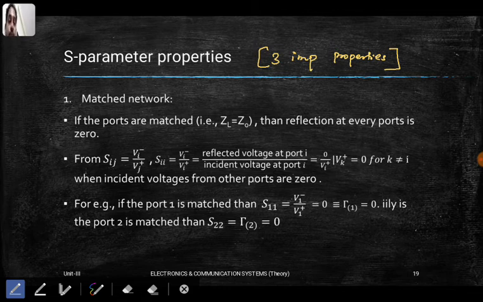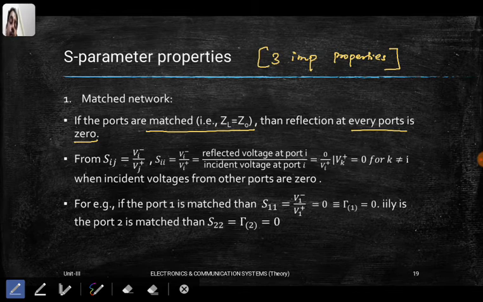In the S parameter, we will also find out whether the device is lossy or lossless using another property. Now we will see the matched property. If it is matched, all the ports are matched to the characteristic impedance, then the reflection at every port is 0, that is the matching property. From the equation Sij equals, this is general for any ports, Vi minus, the first number is the output, Vi minus reflected, and Vj plus the incident.